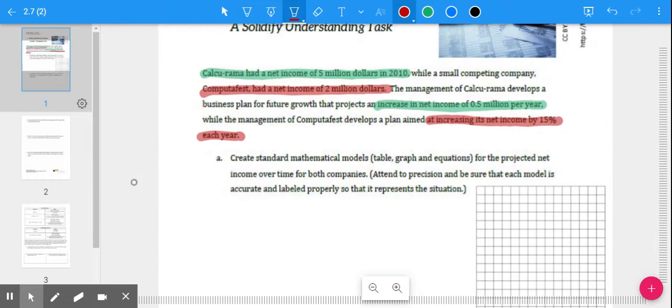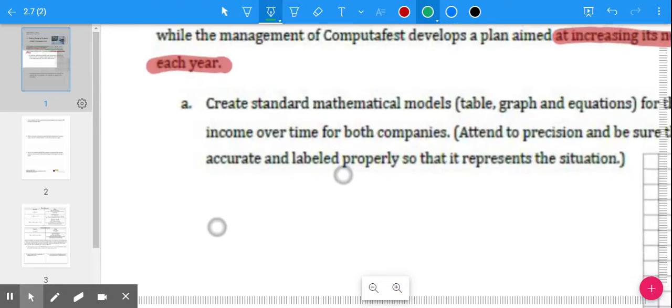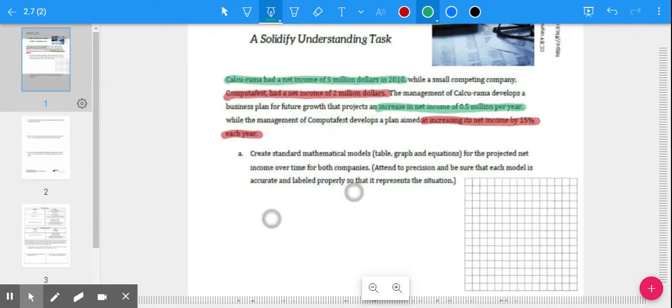So it says create a standard mathematical model, so table, graph, and equations for the projected net income over time for both companies. So I'm going to start off with the Calcurama. So it starts with 5 million and increases by 0.5 per year. So because we're adding $500,000 each year, I know this is linear. So this is Calcurama.